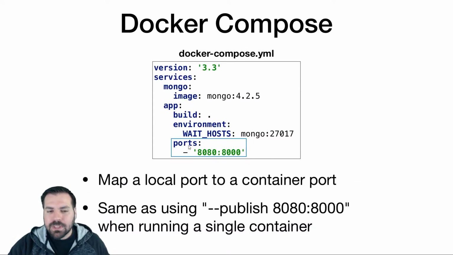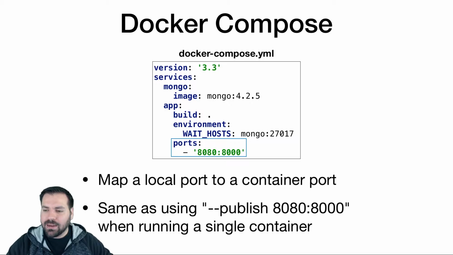And then ports. This is going to specify which local port you're going to map to which internal port. This is the same as your --publish. You're doing the same thing here, but you're doing it in the Docker Compose file instead of in the command line when you call that. On the homework, yeah, I'll be interested in seeing that.